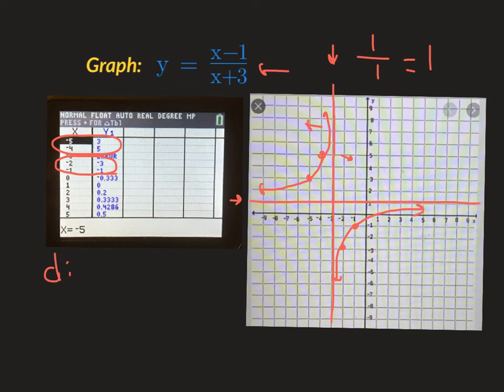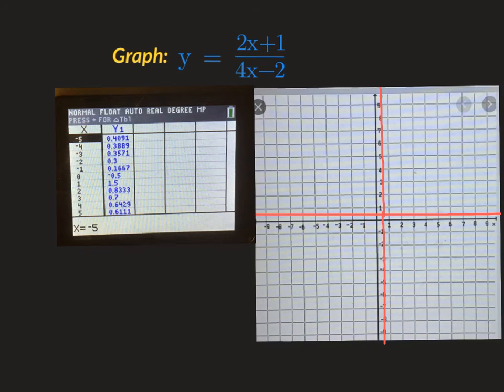The domain, x, look left to right. X cannot be negative 3. That's where the vertical asymptote is. Your range, look at your y, up and down. Y cannot be 1. That's where the horizontal one is. And there you go. Okay, so it's the same thing over and over again. I'm going to show you one more that has a fraction in it. These are all fractions, but you'll see what I mean when I show it to you.